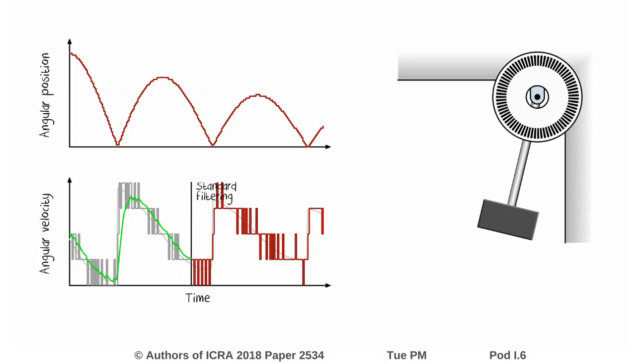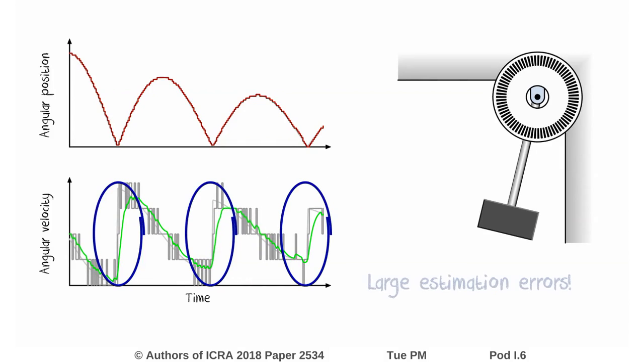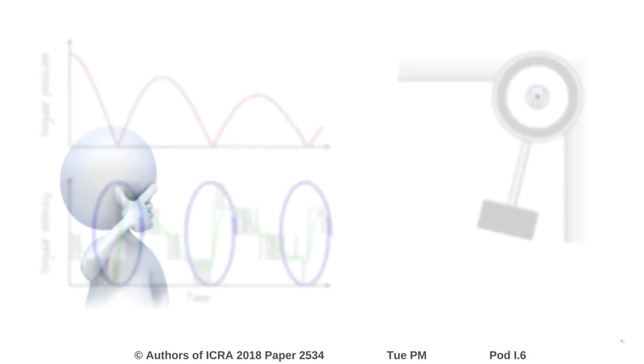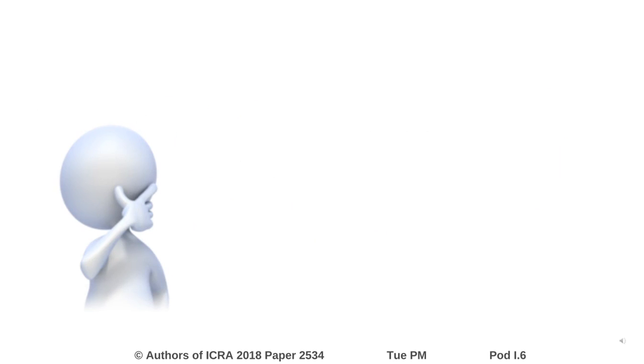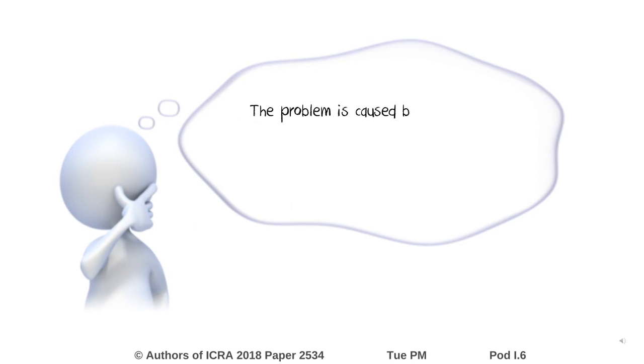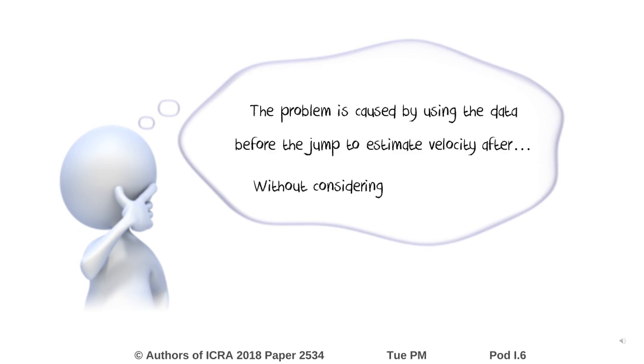Quantization noise is usually filtered out using a low-pass filter, but when there are velocity jumps, the result is not really as you want. Standard low-pass filtering leads to inaccurate estimates near velocity jumps. The problem is caused by using the data before the jump to estimate velocity after, without considering an impact model. Note that the data before the jump and the data after are not correlated.